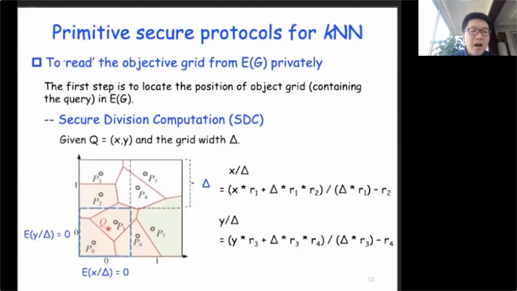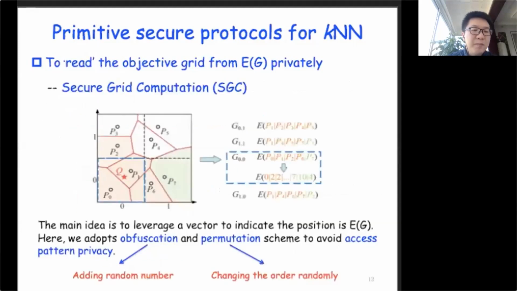And based on VSI, the first task is to read the objective grid containing the query from the encrypted grid privately. The first step is to locate the position of the objective grid in the encrypted grid EG. Here, we propose the secure division computation protocol. As shown in the figure, given Q and the grid-wise data, the SDC protocol is used to compute the quotient in a secure manner. Here, we construct the equation to compute the quotient securely. And based on the computed grid coordinates, we can locate the objective grid quickly.